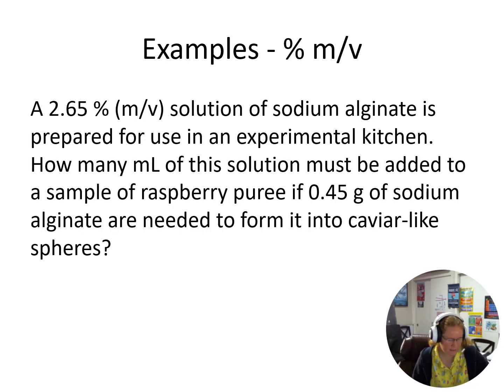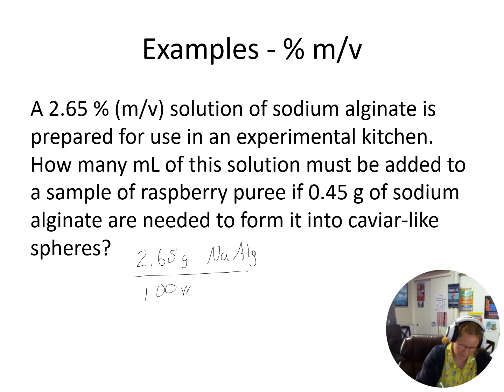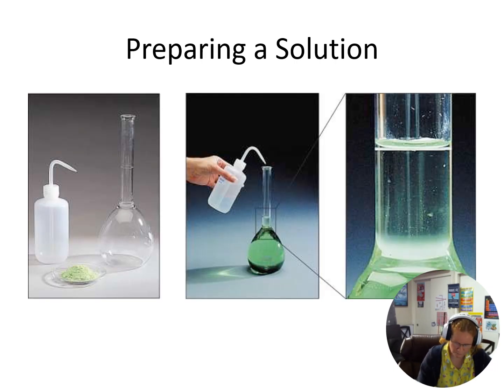All right, again, we can use this as a conversion factor. So I've got this 2.65% mass volume of sodium alginate. What that tells me is that I have 2.65 grams, I'm going to abbreviate it as NaAlg, for every 100 milliliters of solution. Okay, so I need 0.45 grams of sodium alginate in each scoop of my little solution. So how many mils do I need to add? Oh, where'd my extra slide go? Oh well, I'll just do it here.